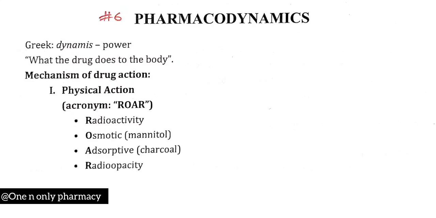First one, mechanism of drug action. Like we say, dynamics means drug action on the body. First one is the mechanism of drug action. Mechanism means how a drug acts on the body. First one is physical action, by physically changing, a drug produces some physical effect on the body.